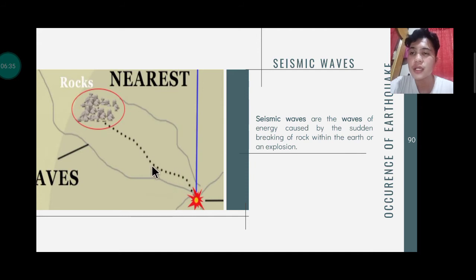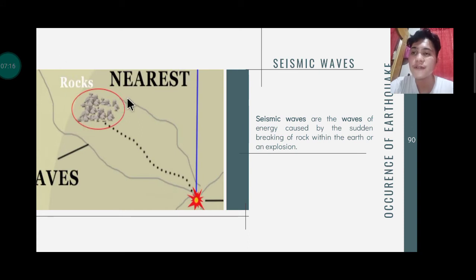Once these body waves travel to the surface of the earth, the tendency is that they will interact or encounter surface rock. Once it happens, another set of waves will be formed, which is called seismic waves. The seismic waves are the waves of energy caused by the sudden break of rock within the earth or an explosion.